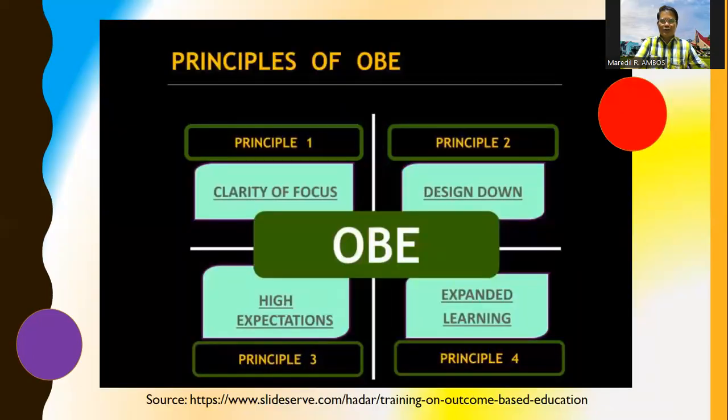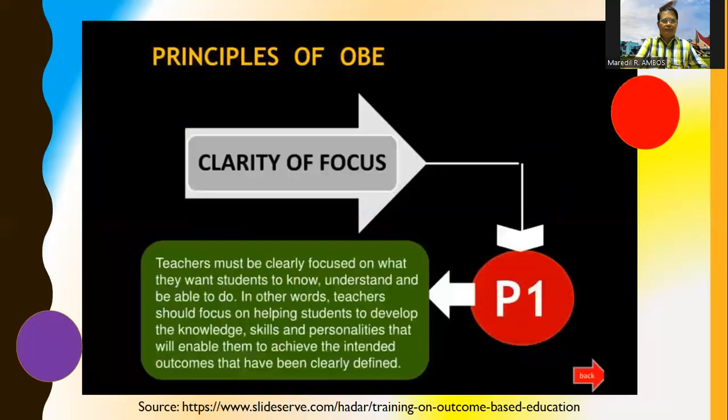We have also, of course, the principles of outcome-based education. And of course, we have four principles. The first one is clarity of focus. The second one is designing down. And the third one is high expectations. And the fourth is expanded learning. Let's discuss it one by one. So we have the principles of OBE.